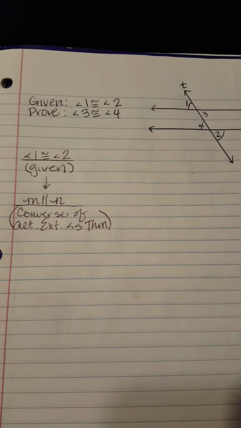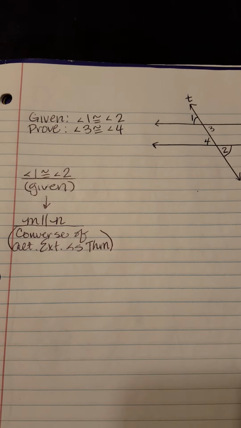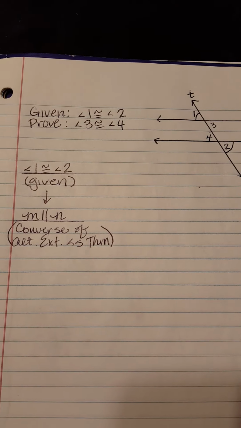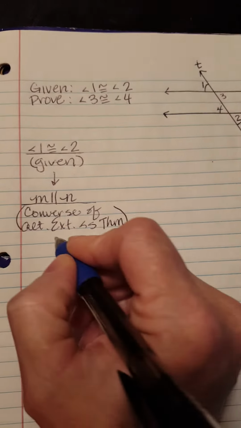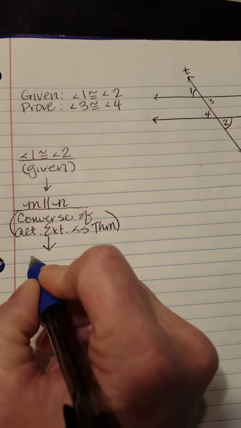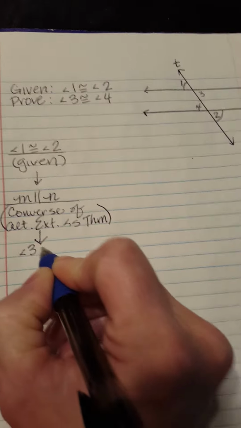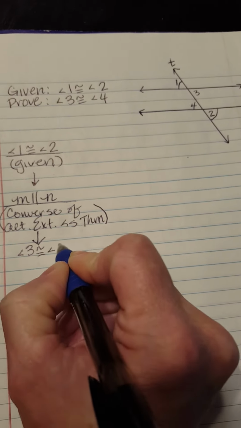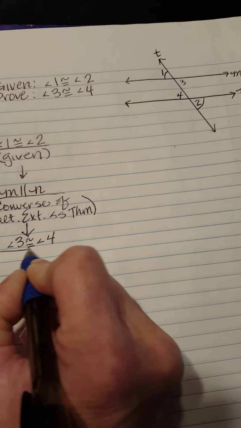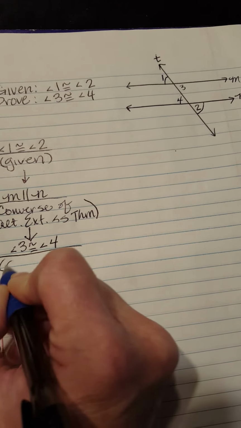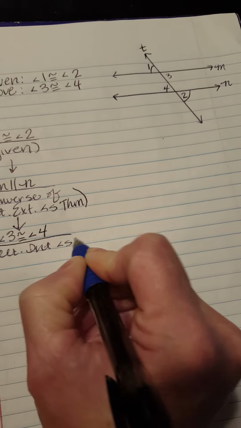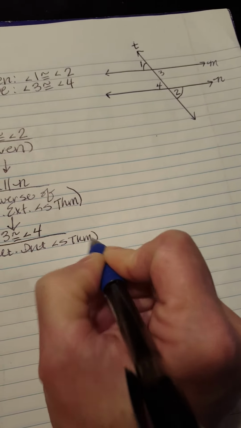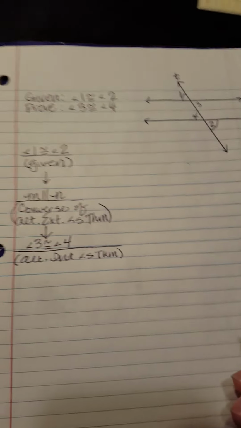Now this goes back to what we just talked about. If I have two parallel lines, then I know that angle 3 is congruent to angle 4, and in this case we'll go ahead and write that next. If two parallel lines are cut by a transversal, then a pair of alternate interior angles are congruent, which is our alternate interior angles theorem. And that completes the proof.